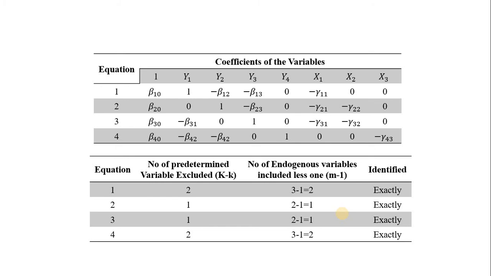So this is how we can analyze whether an equation is identified or not using the order condition. The condition is K minus k greater than or equal to m minus 1. If that is the case, then the equation is identified. If it is not the case, then the equation is not identified, or under identified.